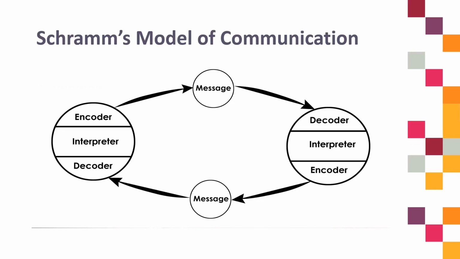You already know the sender here or the transmitter, of course, who sends the message. The encoder converts the message. Of course, you already know the decoder. There is an interpreter here in Schramm's model of communication. The interpreter is the one who tries to understand and analyze the message carefully. Okay? Of course, you already know the receiver, the message, and of course the feedback. This is a process wherein the receiver responds to the received message.